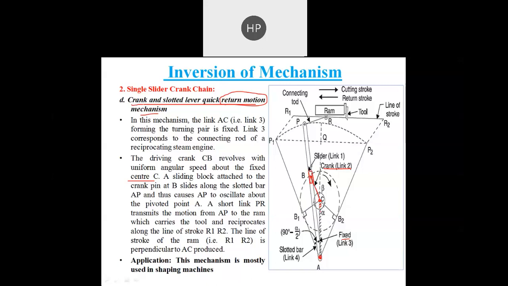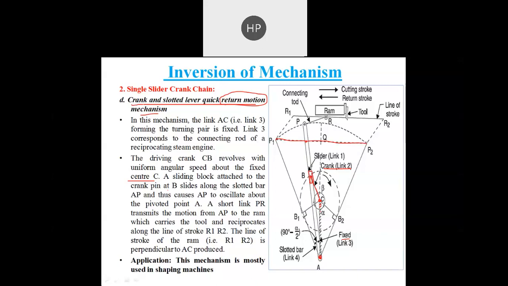Okay, so the sliding block is attached to the crank pin at B, which will slide along the slotted bar AP. This AP is a slotted bar, meaning a hollow shaft, and in that one this slider will move, and because of that the AP will oscillate from this point to this point. So the AP will oscillate here as well as here.